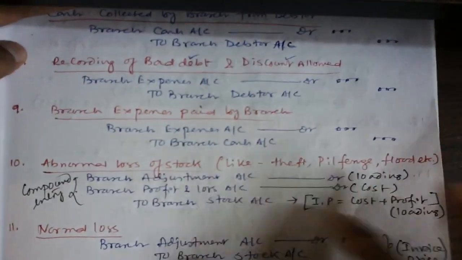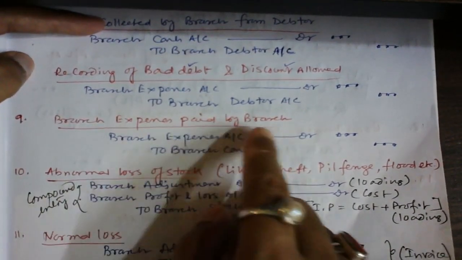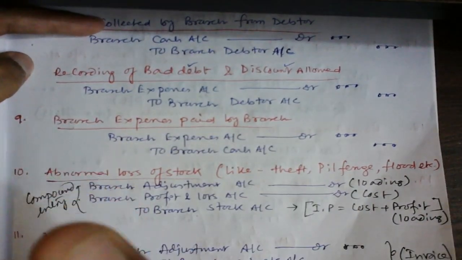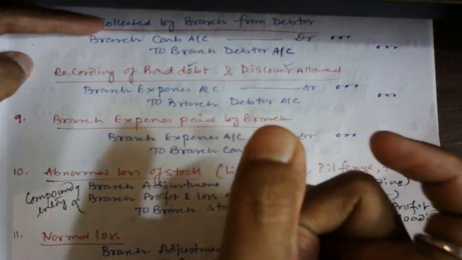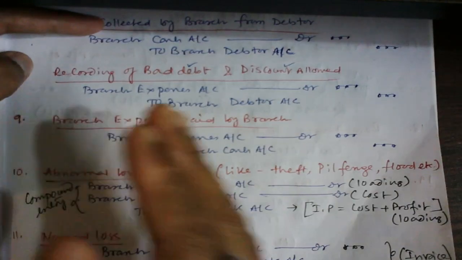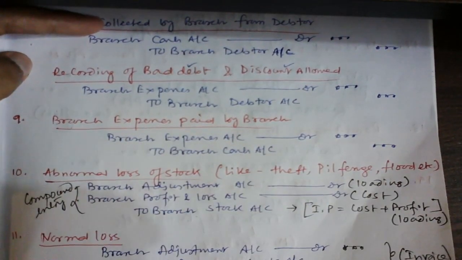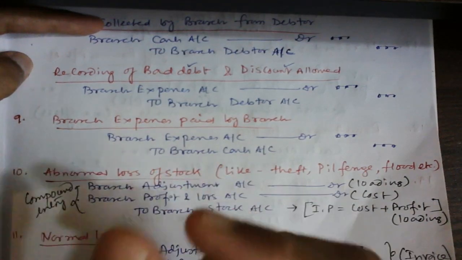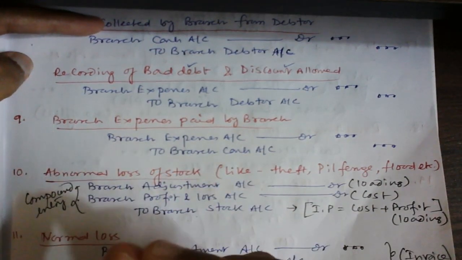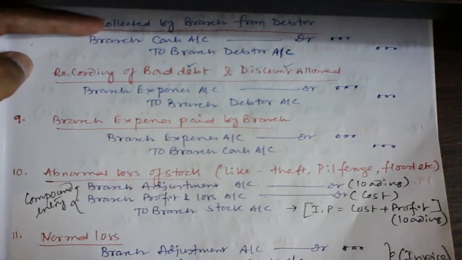Next, sir, branch expenses paid by the branch. When branch expenses are paid by the branch, it means the branch paid its own expenses. So branch expense should be debited as per the nominal account. All expenses and losses are debited, and as the branch has paid, obviously the branch is maintaining those expense records. So branch cash is responsible to pay off the expenses. That's why branch cash is credited, as it is a real account.